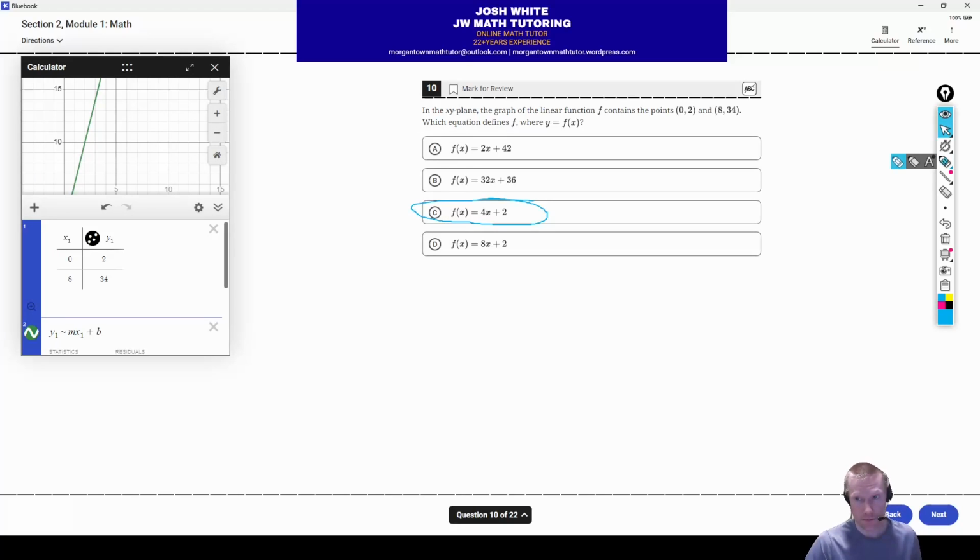Now, just to confirm, if you actually do this out by hand, getting the slope, you're going to do 34 minus 2 over 8 minus 0. That gives you 32 over 8, or 4. And then notice here, this is already the y-intercept value, so we could just plug it right in. You don't need to solve for b because we already have b. B is 2. So that just confirms the correct answer is letter C.